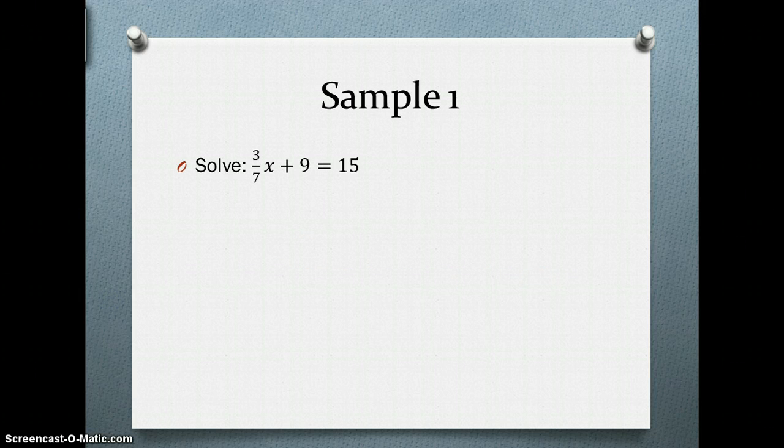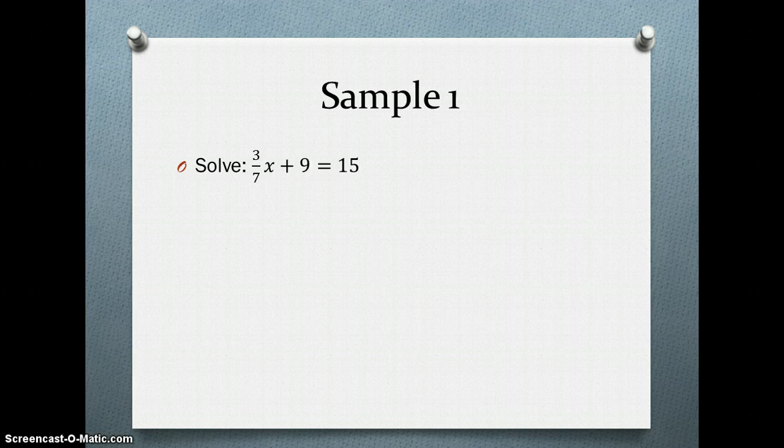First example, 3/7 x plus 9 equals 15. Hopefully we all remember that our goal here is to get x by itself, get the terms with the x by itself, and then absolutely isolate the x first. So first here, we have plus 9. We're going to leave this term with the 3/7 x alone.